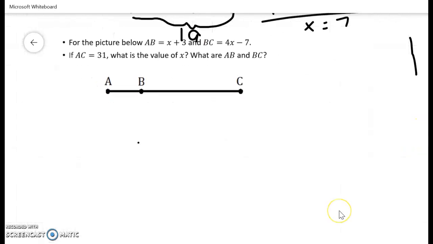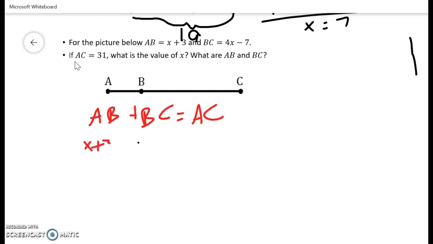In the next example, we have AB equal to X plus 3, and BC equal to 4X minus 7. And then we're looking at a bigger setup where AC is equal to 31, and it's asking for the value of X. So I'm going to do a substitution. I'm going to say AB plus BC equals AC, and write in what everything is. AB is X plus 3, BC is 4X minus 7, AC is 31.